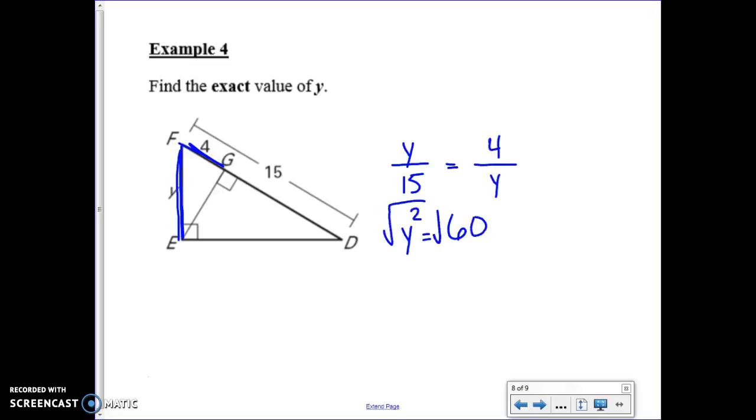I'm going to take the square root of both sides. So then I get y equals, and when I take the square root of 60, the largest perfect square I can take out of there is 4. And then I have 15 left over. So the square root of 4 is 2, and then I have radical 15 left over. So there's my answer.